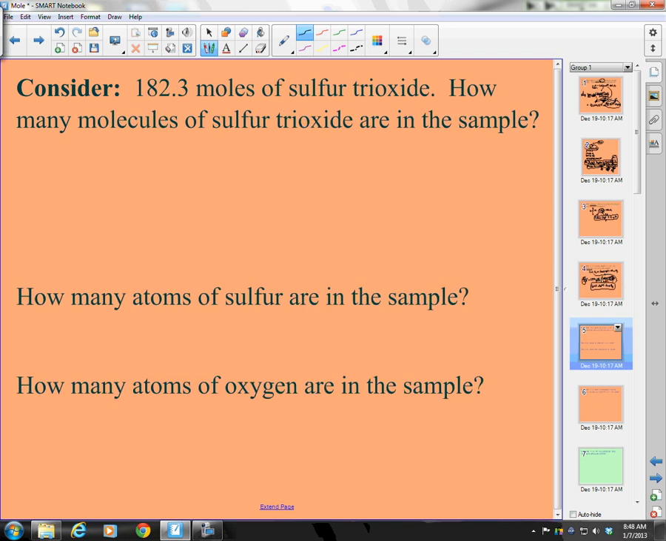Bring me back when you're ready. Okay, I have 182.3 moles of sulfur trioxide. I want to know molecules. Okay, do we have a relationship between moles and molecules? Sure. 1 mole of sulfur trioxide equals what? 6.022 times 10 to the 23rd molecules of sulfur trioxide. Now note, folks, here's a note. Where should I put my note? Note.